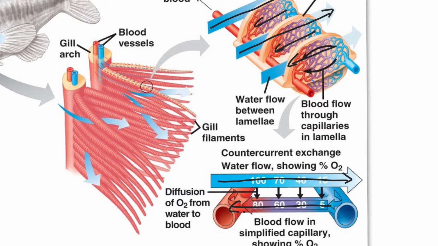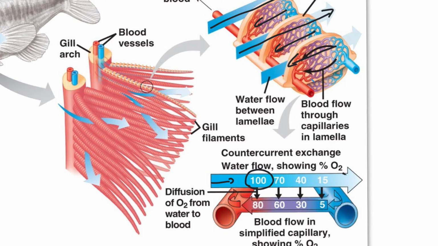This means that as the water flows across the gill lamellae, there is always a higher concentration of oxygen in the water in comparison to the blood. So the blood that first arrives and is travelling across, let's just imagine that had 100% oxygen concentration.